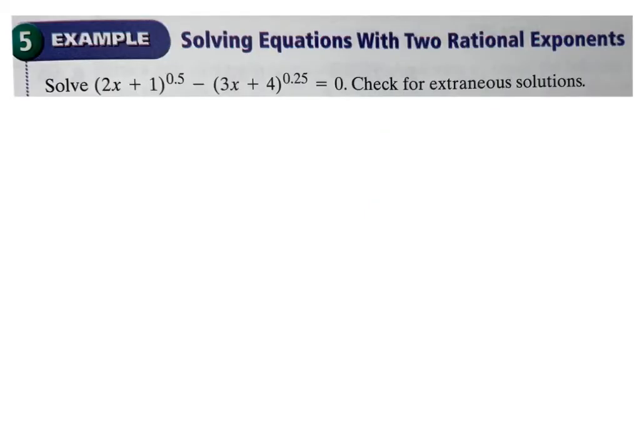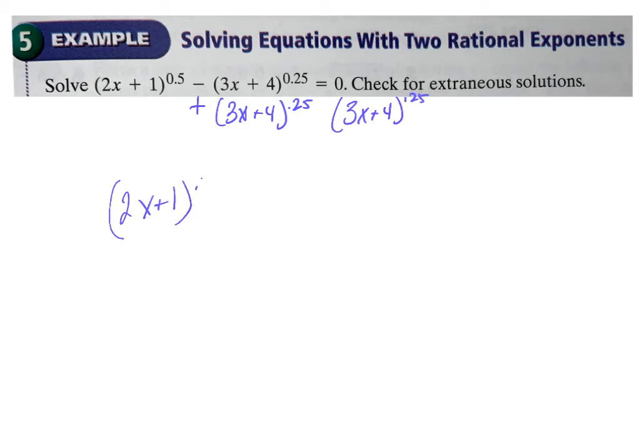So for this one, what you basically want to do is get one radical on one side and one on the other. And then I would convert these to fractional exponents personally, because your goal is to get it to 1. So if I were to move this over, then I'm going to have 2x plus 1 to the 0.5 equals 3x plus 4 to the 0.25.